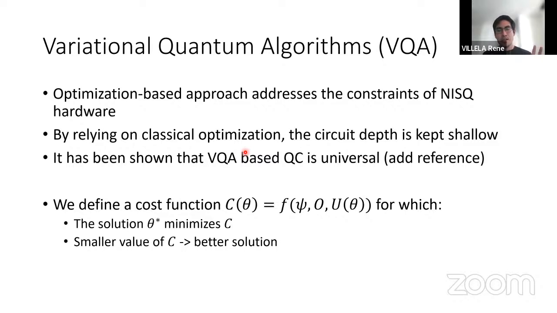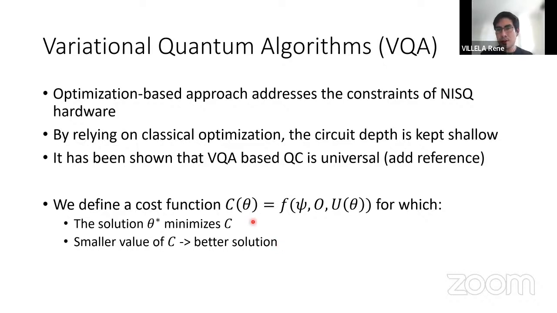In general, these VQAs are based on the idea of defining a cost function, C of theta in this case, which is a function of an initial state, phi, an observable or an operator that we want to compute, O, and a set of unitary operations, the unitary gates, parameterized by these parameters theta. And the conditions that this cost function needs to satisfy are that the solution, theta star, gives the minimum value of the cost function, and also that smaller values of the cost function imply a better solution.